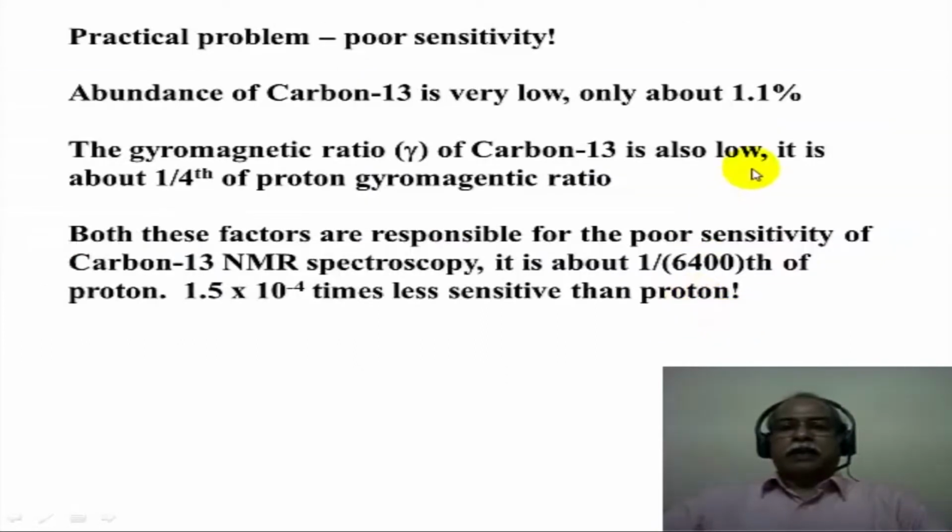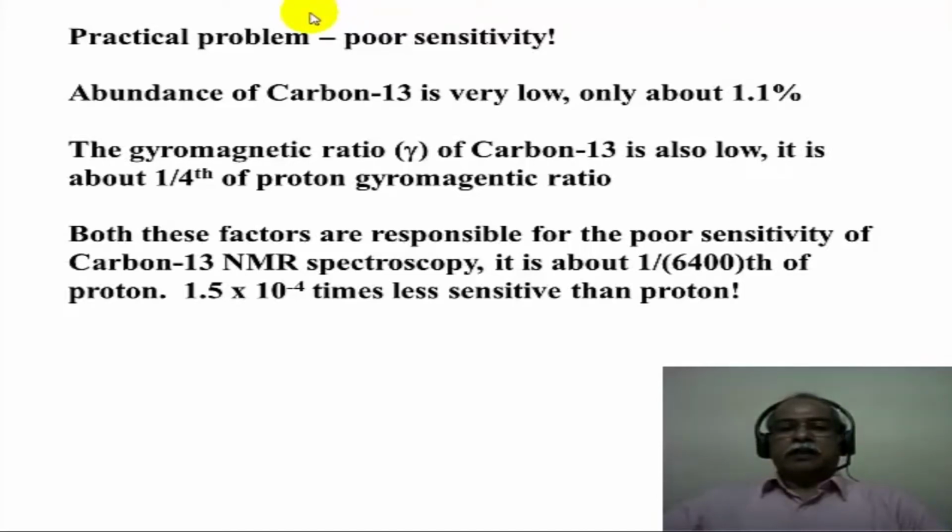There are several practical problems associated with the poor sensitivity of carbon-13 NMR. First of all, it is a low abundant nucleus. It is only about 1.1% of the total content of carbon on the Earth crust that is NMR active. The rest is not NMR active, namely carbon-12. The gyromagnetic ratio is also low. It is about 1/4 of the proton gyromagnetic ratio. Both these factors are responsible for the poor sensitivity of carbon.